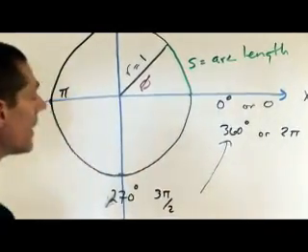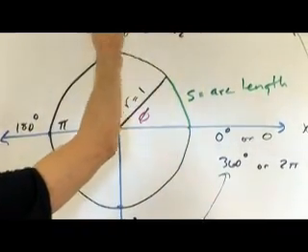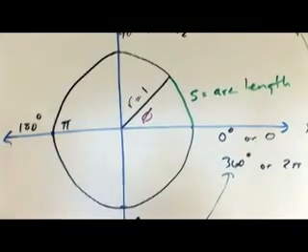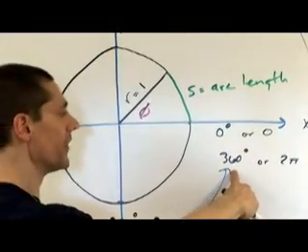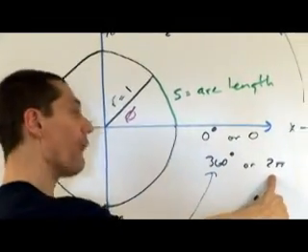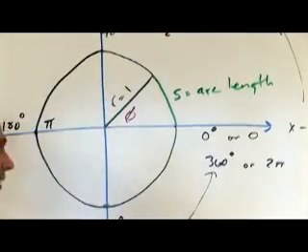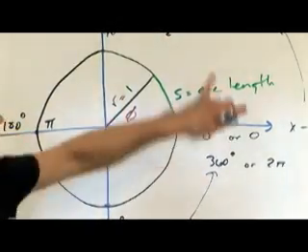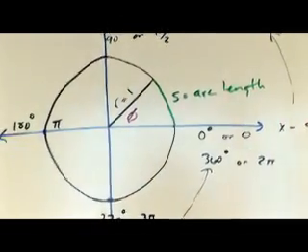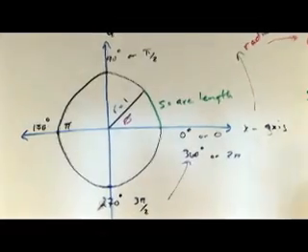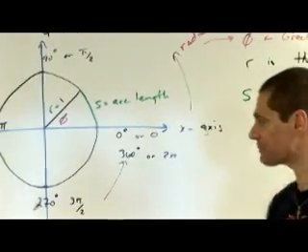And similarly, if we go around again, we're going to end up adding all these things up again, and here will be 720 degrees, or 4 pi radians. And we can keep going and going and going. Basically, once around the circle, we're adding 360 degrees or 2 pi radians.